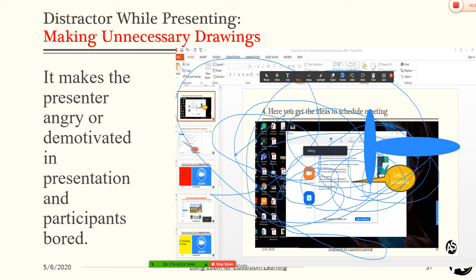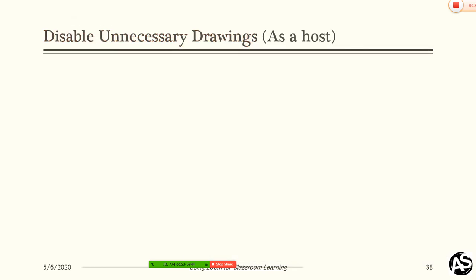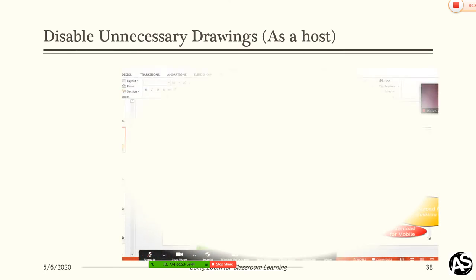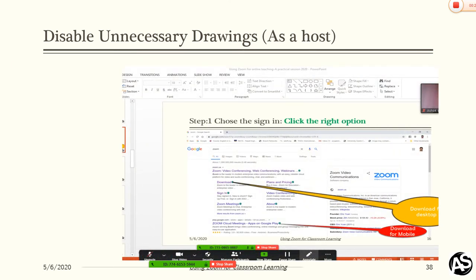So in order to stop participants doing this, this is what I'm going to share with you here: how to disable the drawings. When you want to disable the drawings, first you need to go to the share option. You all know about it. You need to click on the share options. You will get a bar, right? And click on annotations. You can see the bar here, and you have seen these pen-like options.